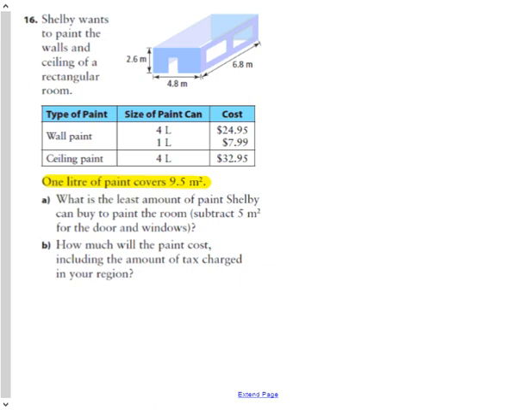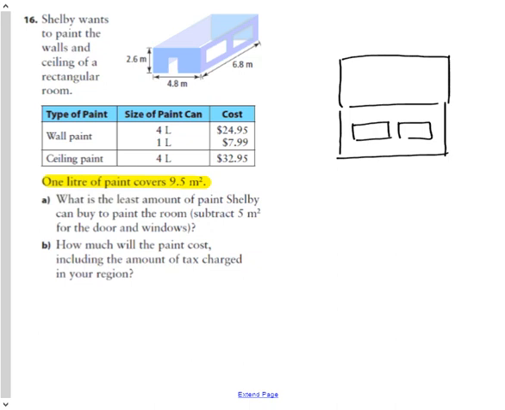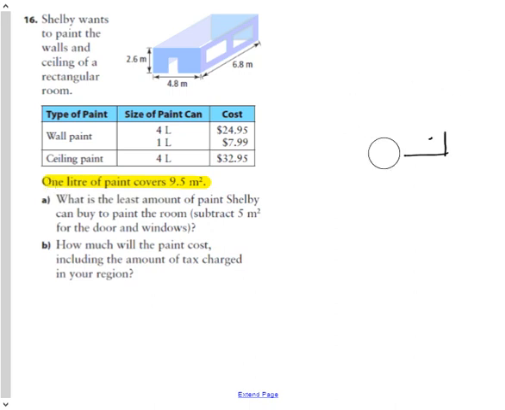So your first question says, what is the least amount of paint Shelby can buy to paint the room? Subtract 5 meters squared for the doors and windows. So what it's essentially asking you is, what is the surface area of the room? So if we look at this, I'm going to break down my room into the 4 walls. There is the left wall. Oh, hold on, I got to do this differently. I got to rotate it.